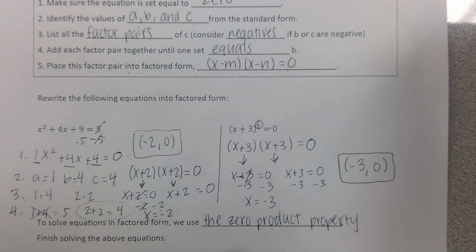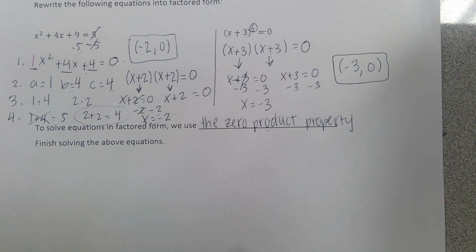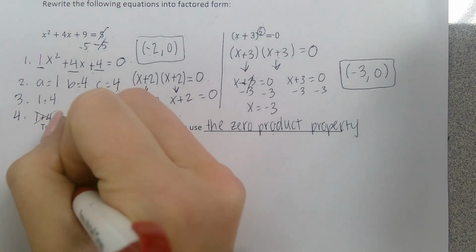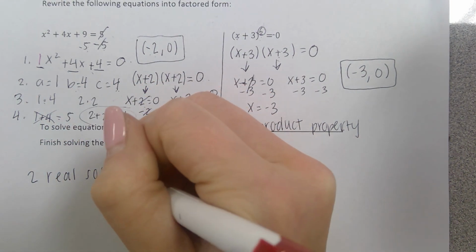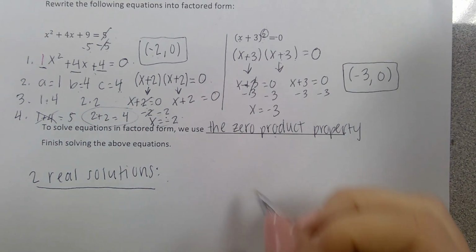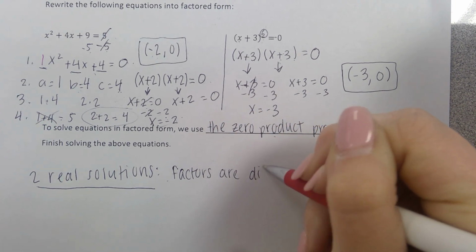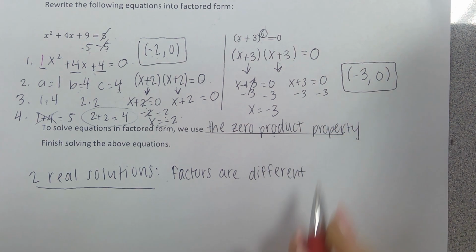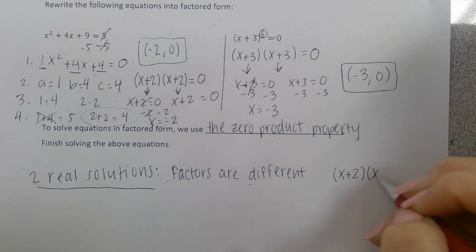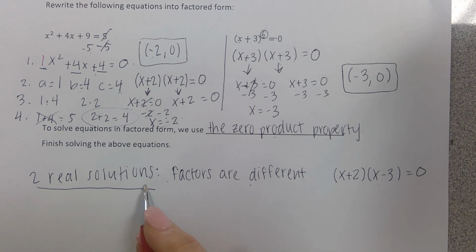All right, so now we have factored and we have solved. We're going to talk about our solutions real quick, just as a quick refresher, so we have them on this paper with us, and then we'll be done. So first, let's talk about two real solutions. I'm going to have two real solutions when my factors look different. So my factors are different. So this means if I had something that looked like x plus 2 and x minus 3. X plus 2 and x minus 3 are different, so I have two real solutions.